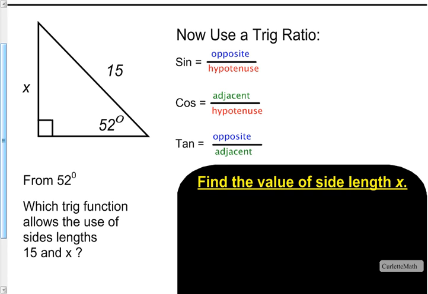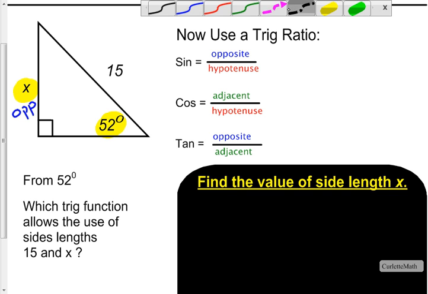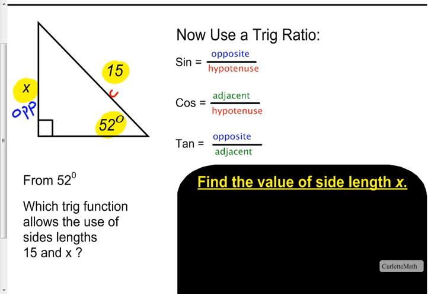So from 52 degrees, what are the sides given? X is the opposite, and 15 is the hypotenuse. So, which trig function is opposite and hypotenuse? Well, good job. That's our sine. So we're going to use the sine from 52 degrees, which equals opposite x over hypotenuse, which is 15.